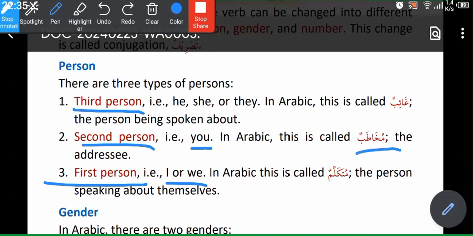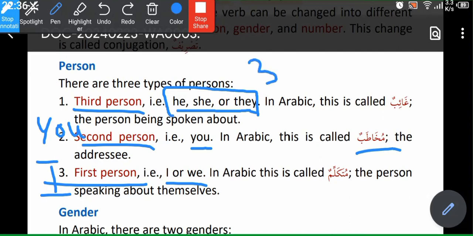Then we have third person. Third person is he, she, or they. Like I am talking, so I am the first person. You are listening, so you are the second person, and he, she, and it, they. We are talking about them, so they are all third persons, right? But this is written in the reverse order.